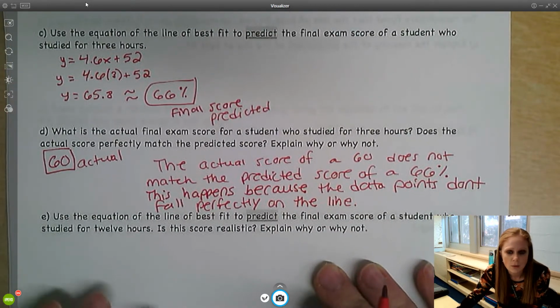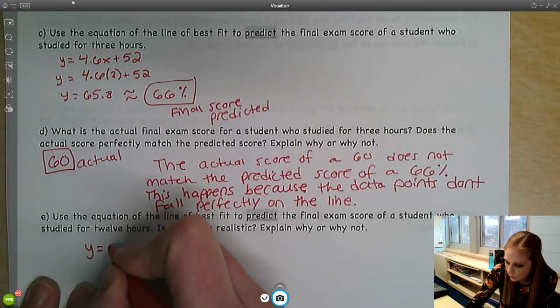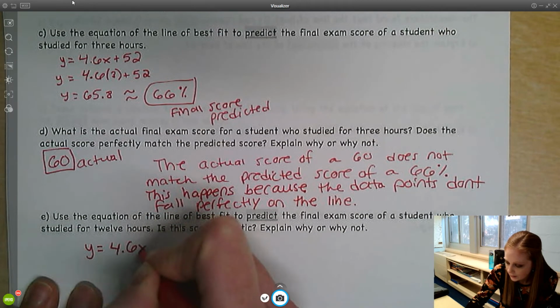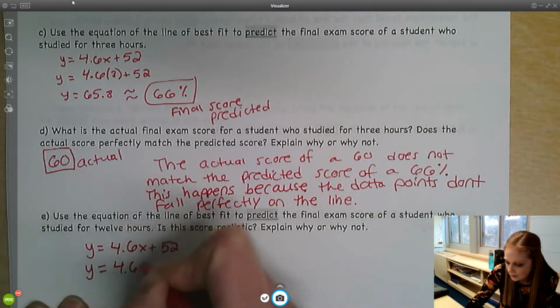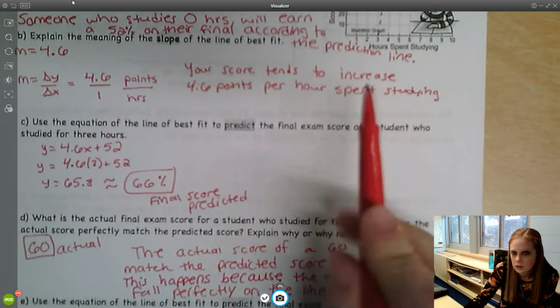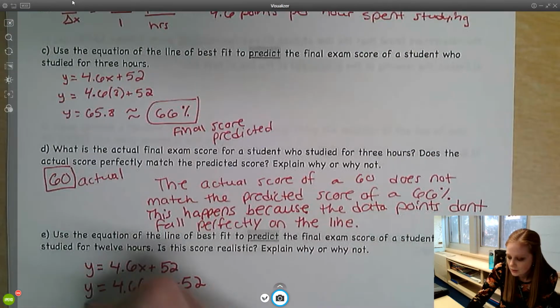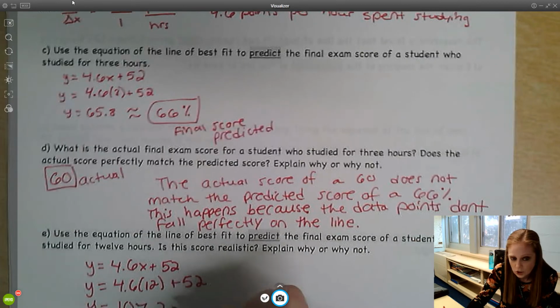Use this equation to predict the final exam score of a student who studied for 12 hours. So let's rewrite our equation of a line for our line of best fit again. And x is the number of hours, right? We got that because the x-axis shows the hours. So let's plug in 12 and see what happens. When you put all that into your calculator, you're going to get 107.2.